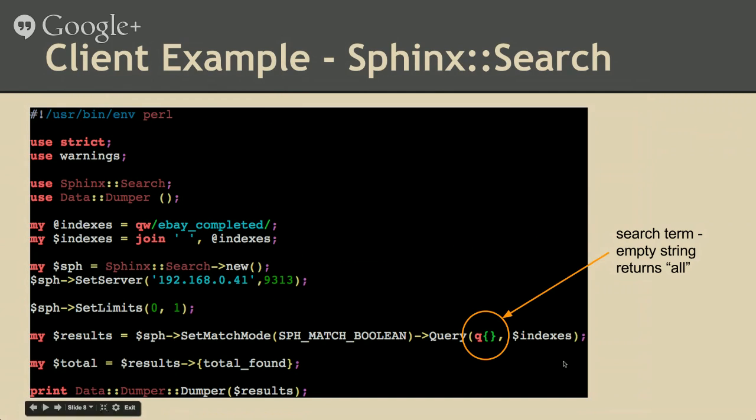And then this dollar indexes can accept a comma delimited string of your native indexes. In this example, I'm just using the eBay completed. But if I set up multiple indexes, I would just create a comma delimited set of those indexes. So again, this is how you would partition data within Sphinx.